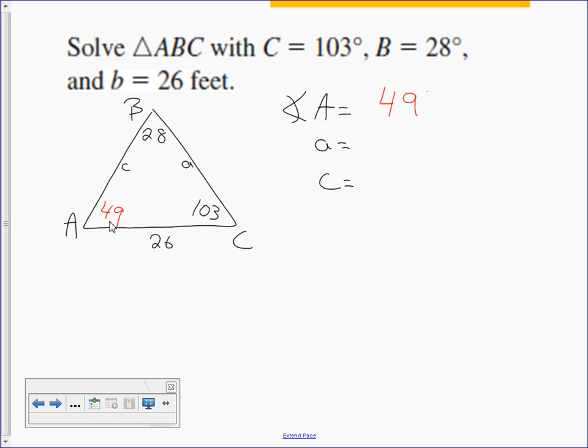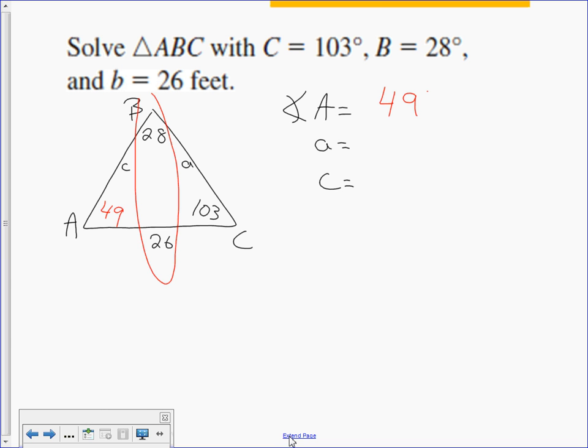Now, in order to do law of sines, I have to have an angle and a side opposite it right away. What angle and side opposite do I know right away? B. I know this setup here. So what I do here with law of sines is use sine of angle B is to the side opposite it to solve for A and C. I use law of sines twice, and I write it out. So I have the sine of 28 is to 26 as the sine, we'll find a first, of 49 is to a.